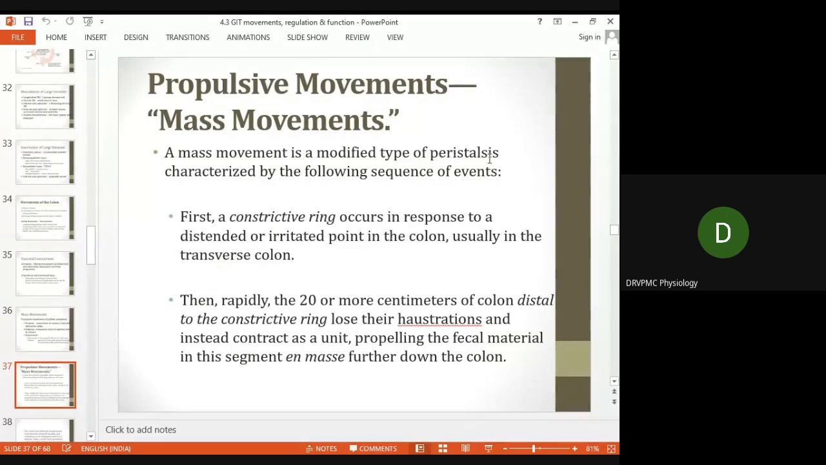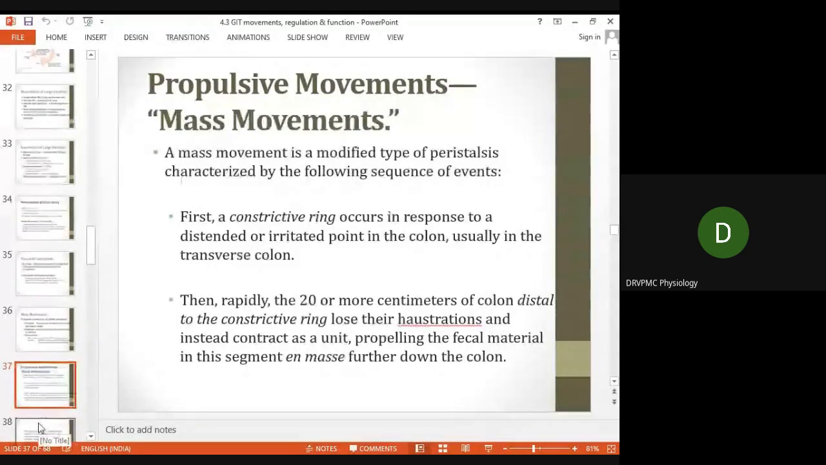Mass movement is a modified type of peristalsis characterized by the following sequence of events. First, a constrictive ring appears in response to a distended or irritated point in the colon, usually in the transverse colon. Then rapidly 20 or more centimeters of the colon distal to that constrictive ring lose their haustrations and instead contract as a unit. This is a large segment of the large intestine. They propel the fecal material in this segment en masse as a total mass further down the colon.